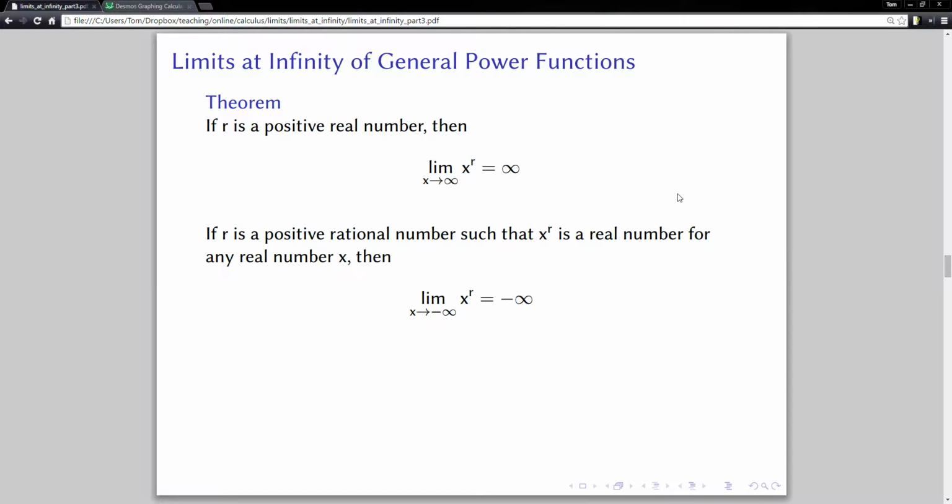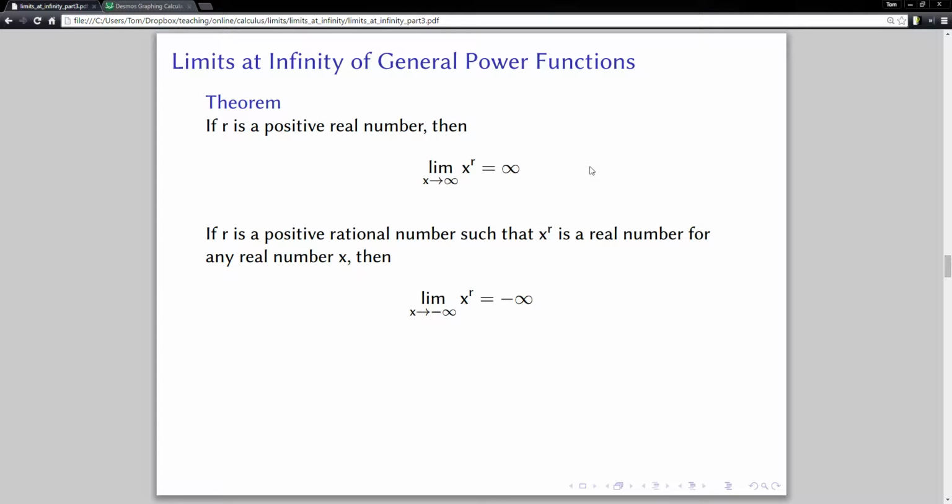We can generalize this a little bit to positive real numbers. If r is a positive real number, then the limit as x goes to infinity of x to any positive real number power is also going to be infinity. So that could be any number, not just whole numbers or odd or even. So the limit as x goes to infinity of x to the square root 2 power: square root 2 is a positive real number, so that would be infinity.